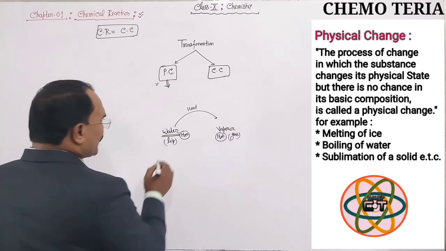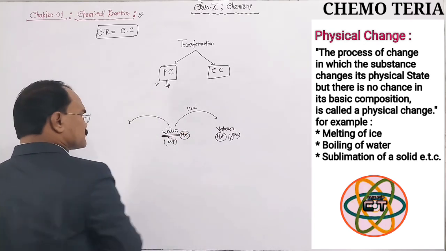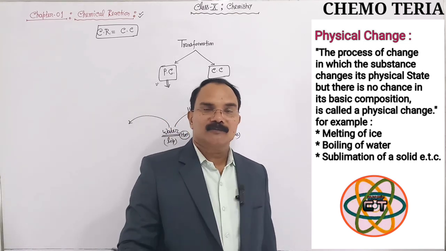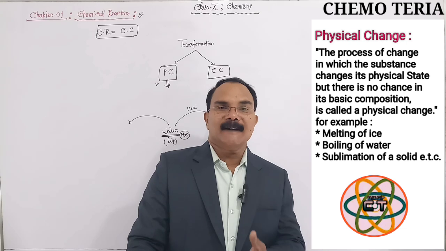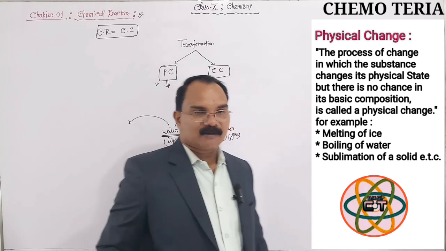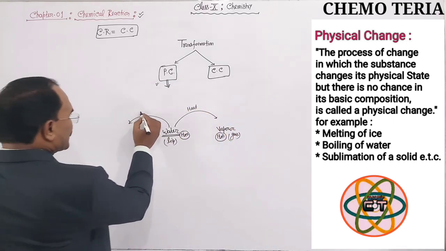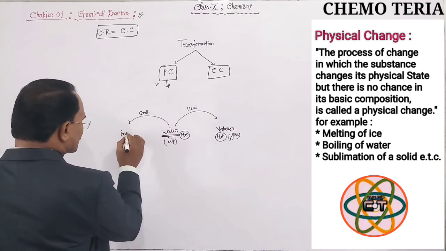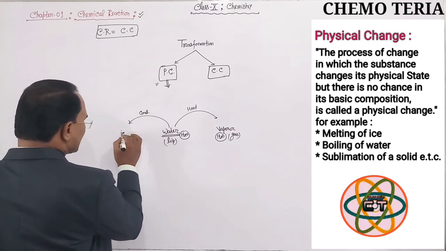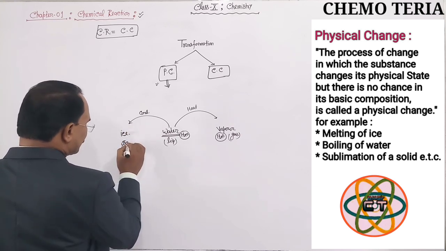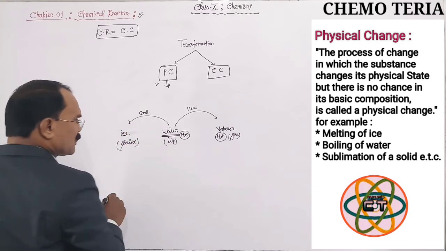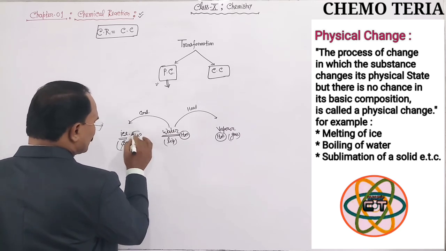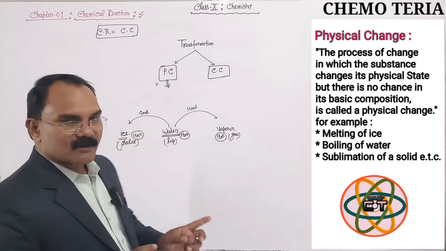Now, if you cool it, take it into the fridge, and you will find that there are ice blocks. So when it is cooled, water is changed into ice, and ice is a solid form of the water. And here also the molecular structure of H2O remains as such.